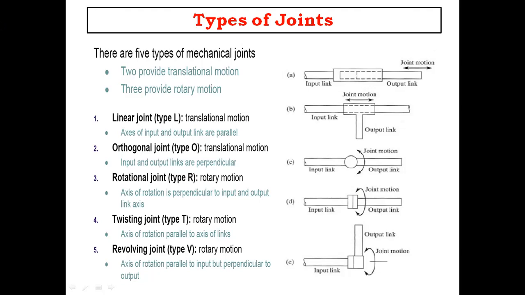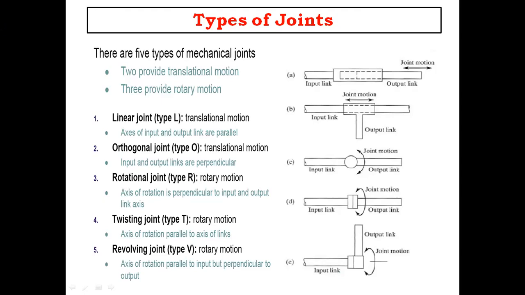Let me see what joints are available. We have a linear joint, orthogonal joint, rotational joint, twisting joint, and finally a revolving joint. You can remember this as LORTR: linear, orthogonal, rotational, twisting, revolving. Among these, L and O provide the translational motion.